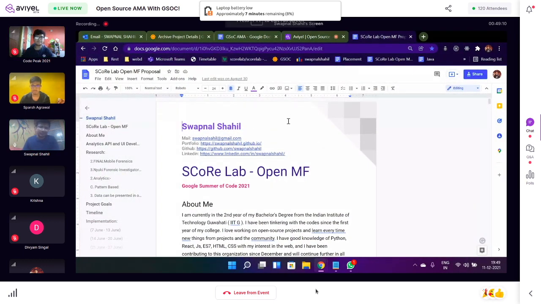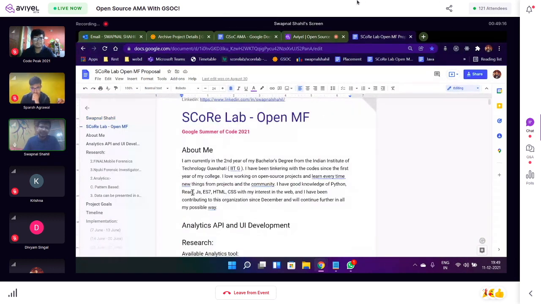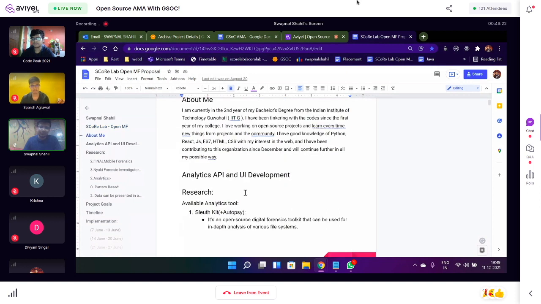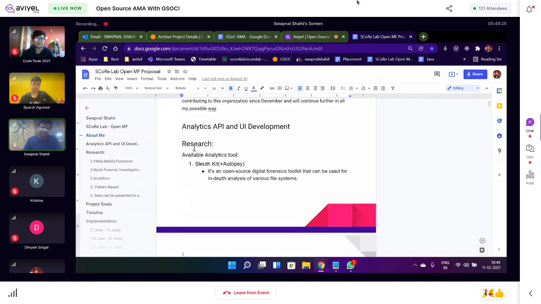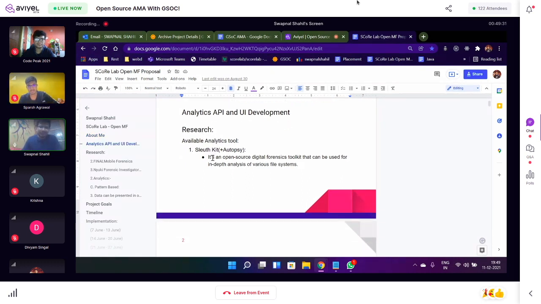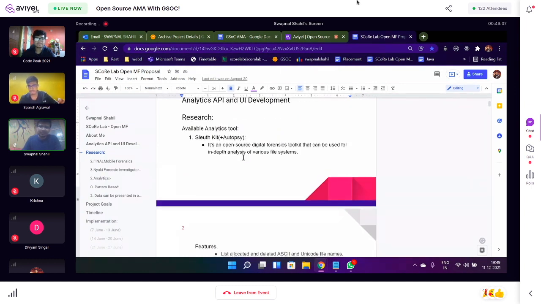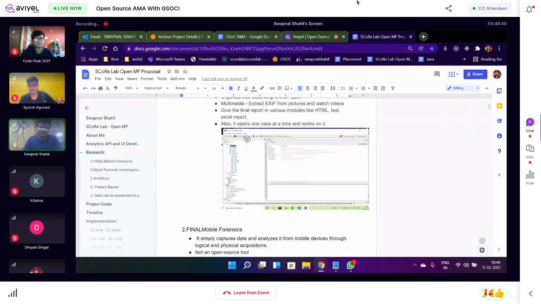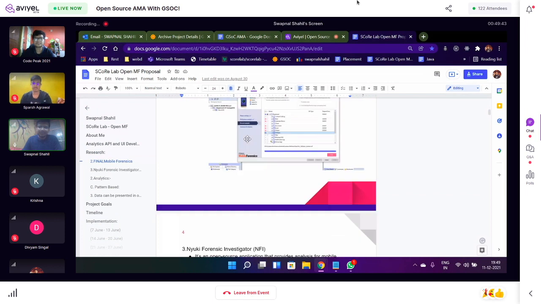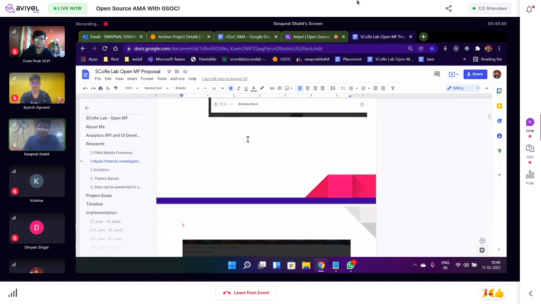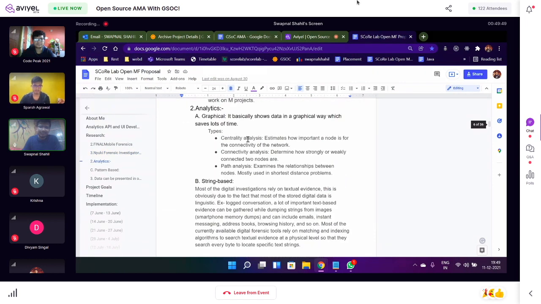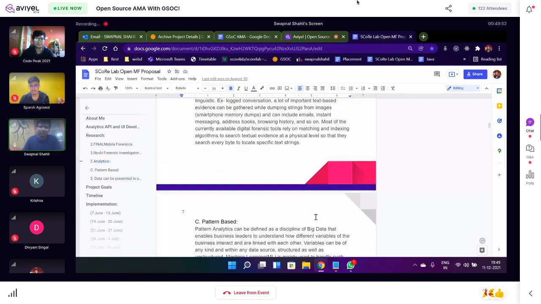So see my proposal. Here, what I did: I gave my link on the first page, and wrote some things about myself, what I know, and what technologies I know. And this is the spatial water research. Before submitting my final proposal, I researched a lot of things on Google, and I wanted to implement some parts from these software, and implemented them in my project also. So I did all this research and have written how I'm going to do it in my project.